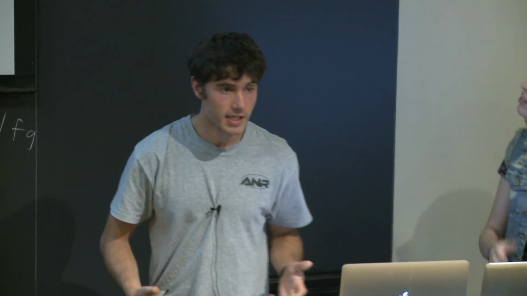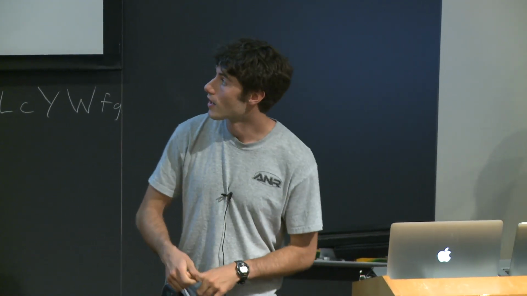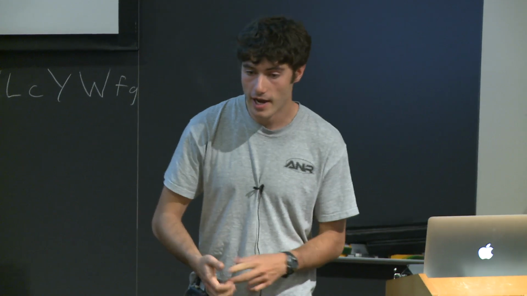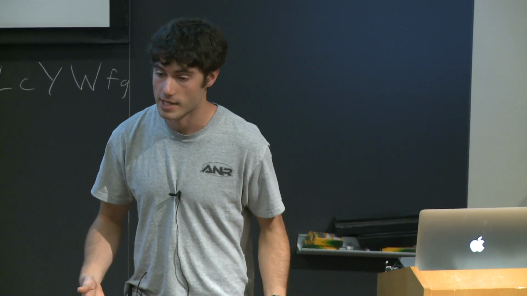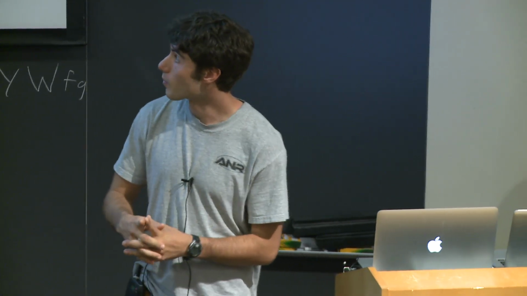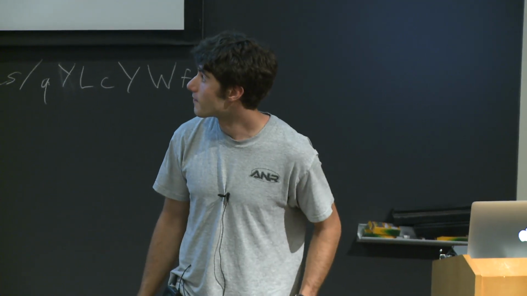All right, so we're going to talk about making percentages. In this next little exercise, we're going to take 2 integer inputs from the user, hoping for a non-negative numerator and a positive denominator, and basically dividing them and outputting what comes out as a percentage. So we want it to only accept non-negative numerators and only positive denominators, and keep asking for new ones if it hasn't gotten what it wants. All right? So give that a go.